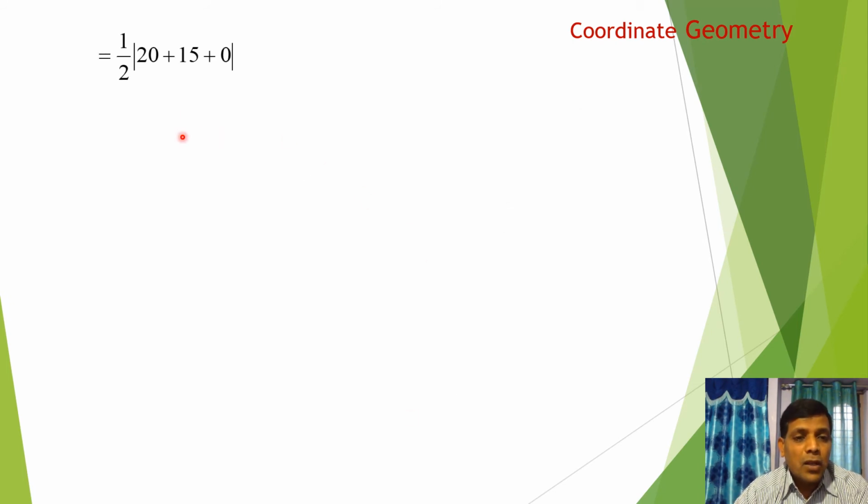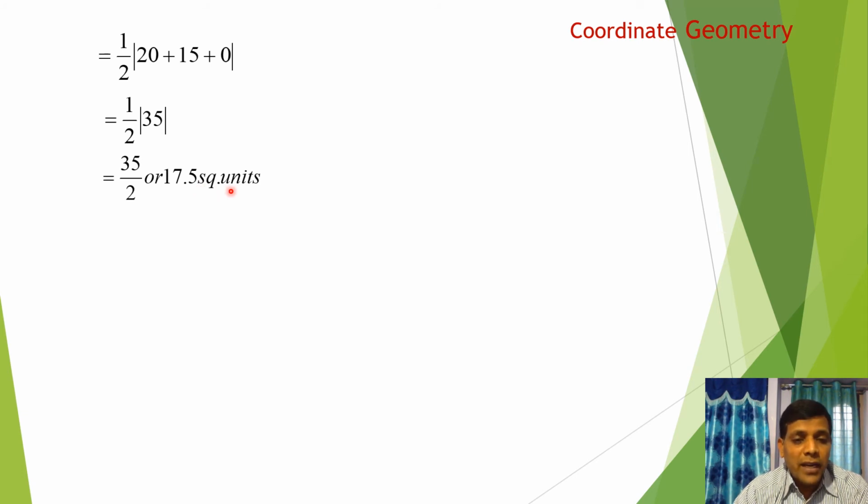Half into 20 plus 15 plus 0 we get 35. Are you clear? Half into 35 means 35 by 2. 35 by 2 we get 17 and half, 17.5 square units. So what is triangle ACD? Area of triangle ACD equals 17.5.